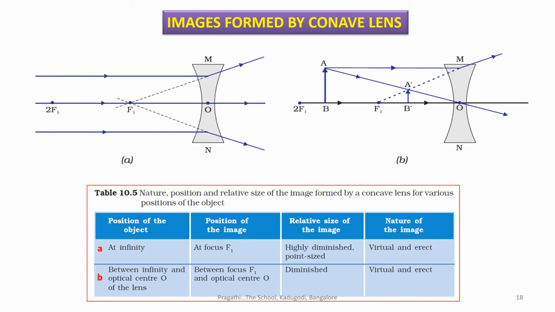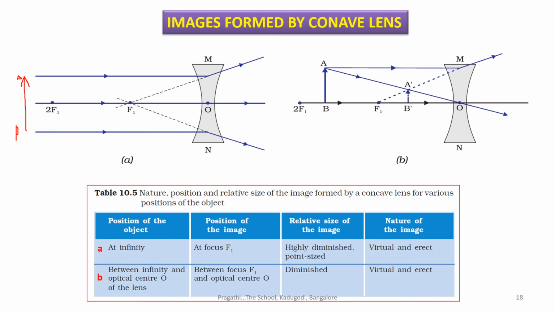Image formed by concave lens. Convex lens we have seen. Concave lens, only two conditions are there, the condition A and the condition B. See, the condition 1 is the object is kept at infinity. The object will be kept somewhere in infinity, that means in the space. Or we can take an example of sun or moon. The light rays are coming from them.